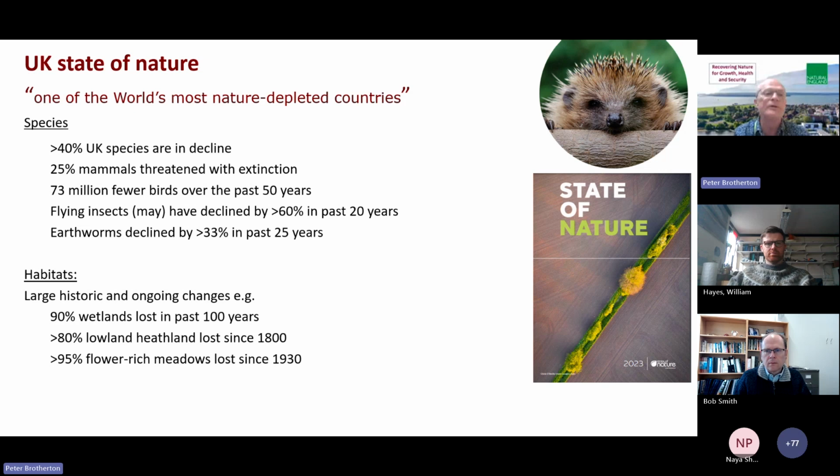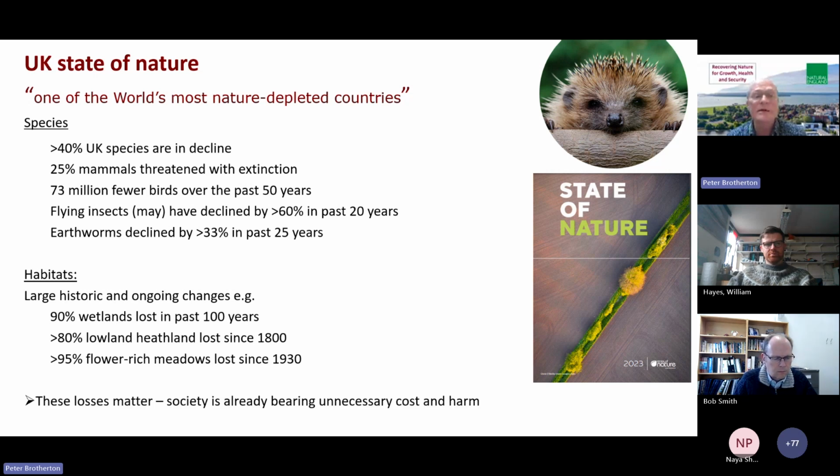We've been protecting nature for a long time, but we still see over 40% of UK species in decline, 25% of mammals threatened with extinction, and 73 million fewer birds over the past 50 years. The biomass of pheasants and red-legged partridges that we release every year exceeds the biomass of all wild birds combined. And flying insects have probably declined significantly in the last 20 years. Data's still a bit patchy there. Earthworms have declined, and linked to that, or perhaps driving that, are all the habitat losses that we've documented well.